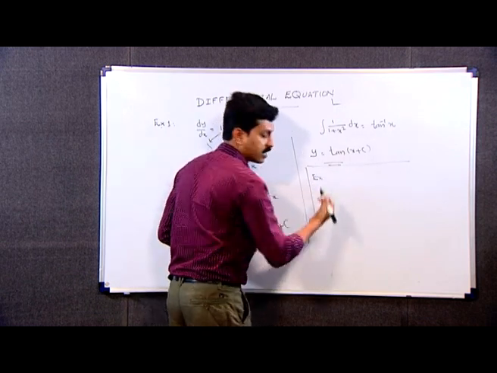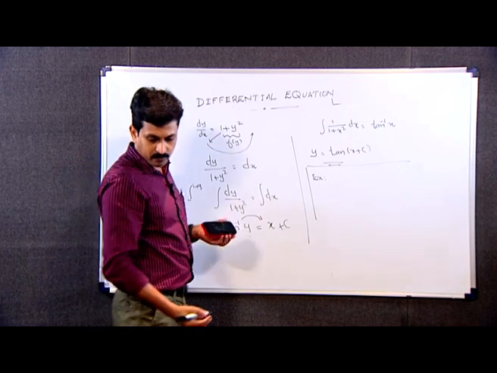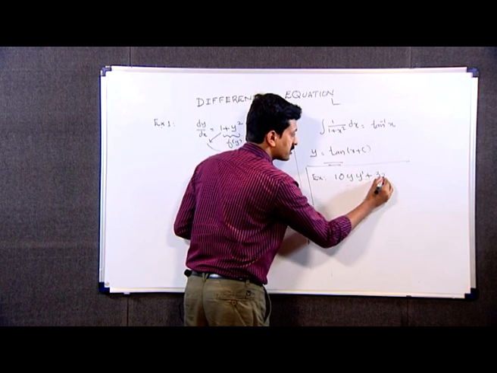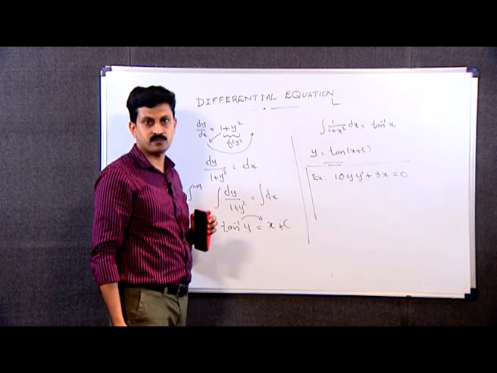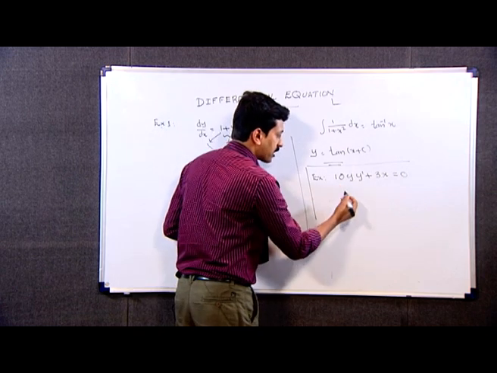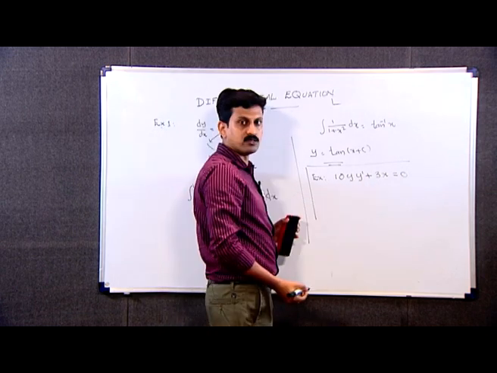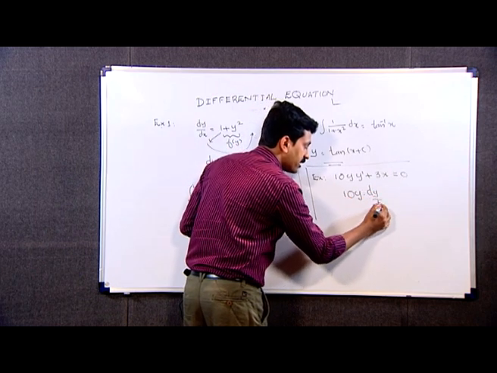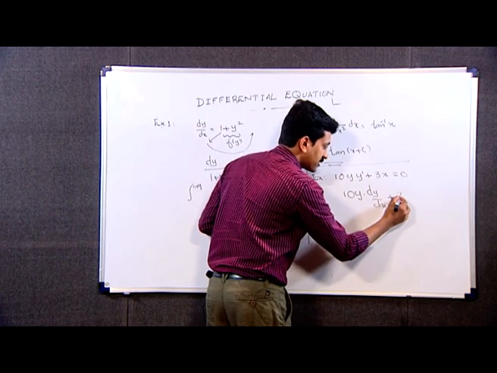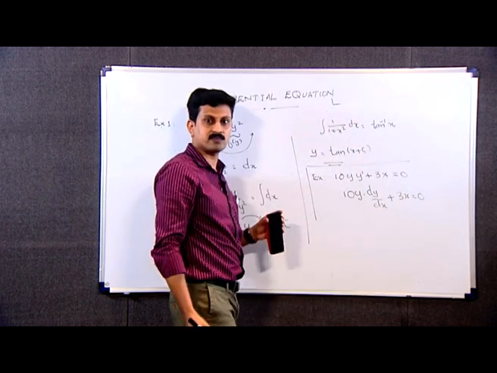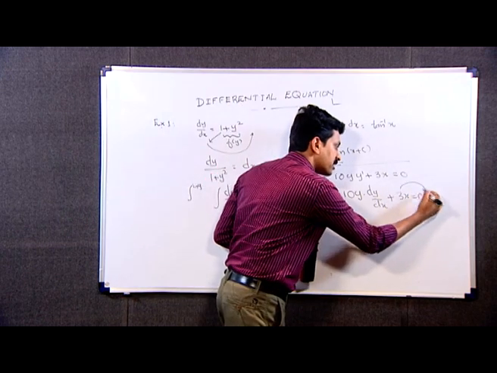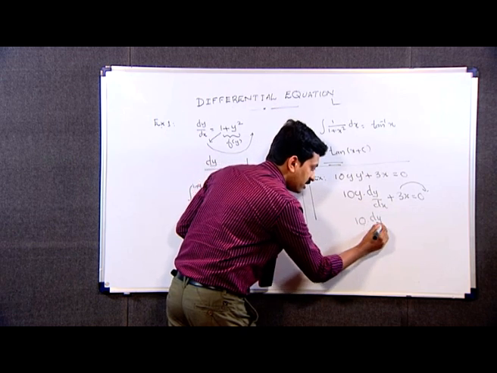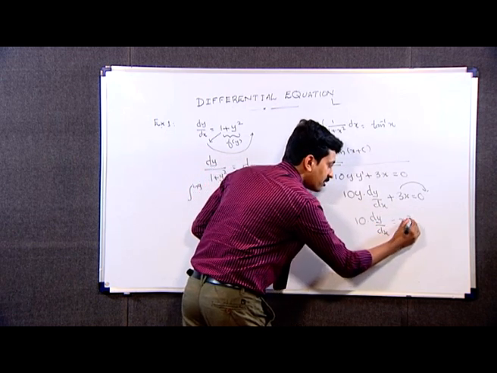We can go for another example. Example: 10y y' plus 3x equal to 0. That is, we can write this as 10y dy/dx plus 3x equal to 0. We can take this 3x to the other side. Therefore, 10y dy/dx is equal to minus 3x.